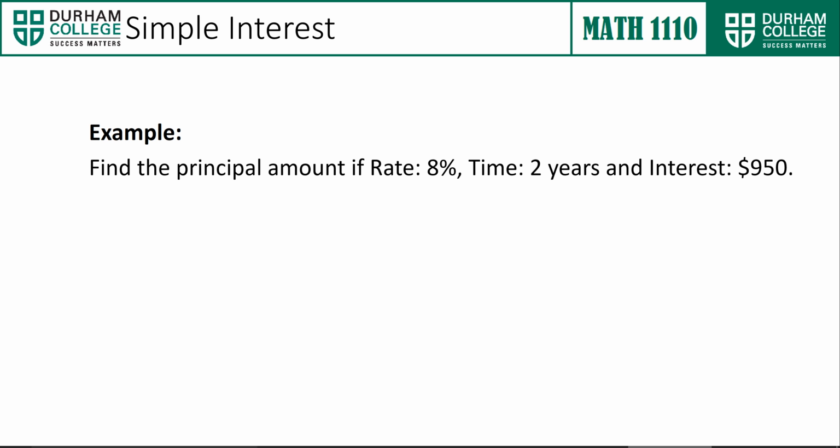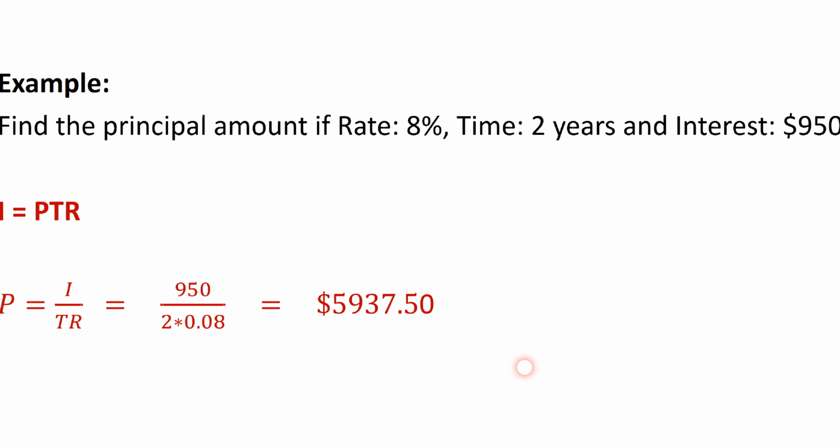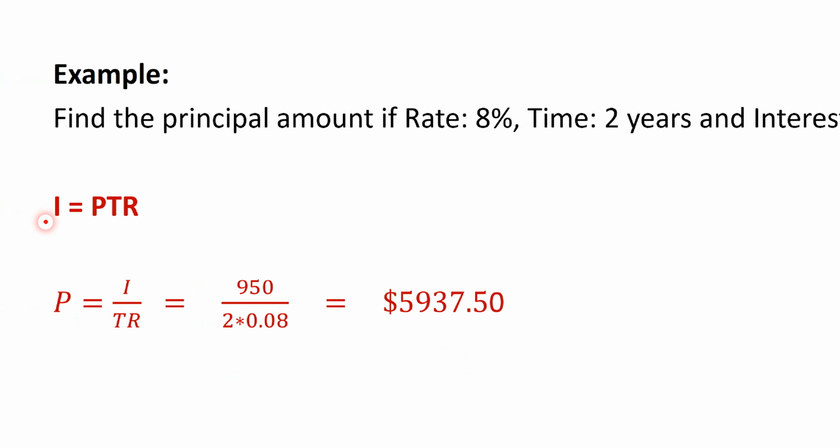So, okay, find the principal amount if rate is 8%, time is 2 years, and interest is 950. Right, so we have been asked for the principal amount. That means we will have to manipulate the equation a bit to find what we're looking for. So let's look at the equation. I equals PTR, and we are looking for the principal amount, P. So we will need to manipulate the equation. So let's have a look. I equals PTR, right?